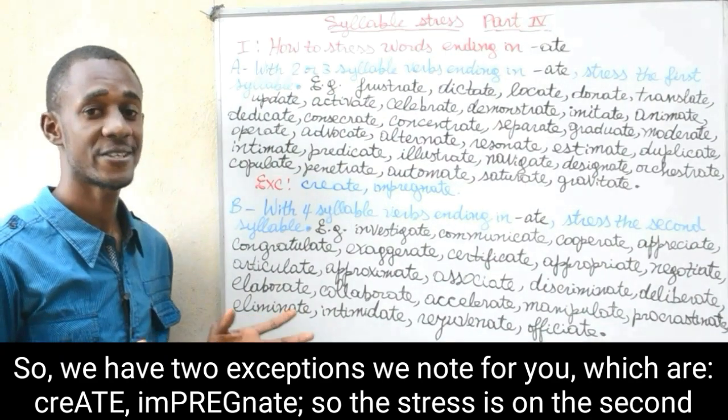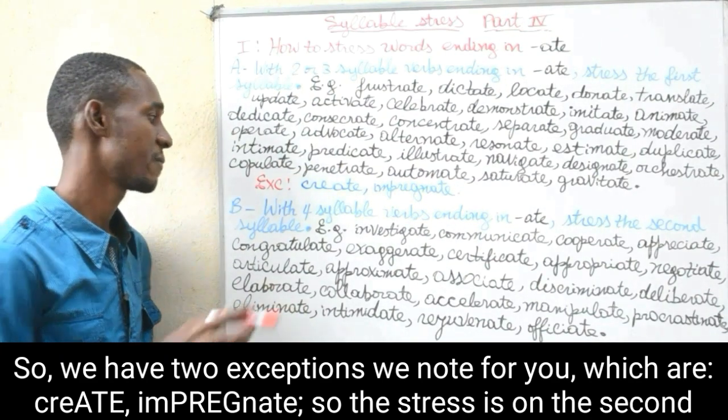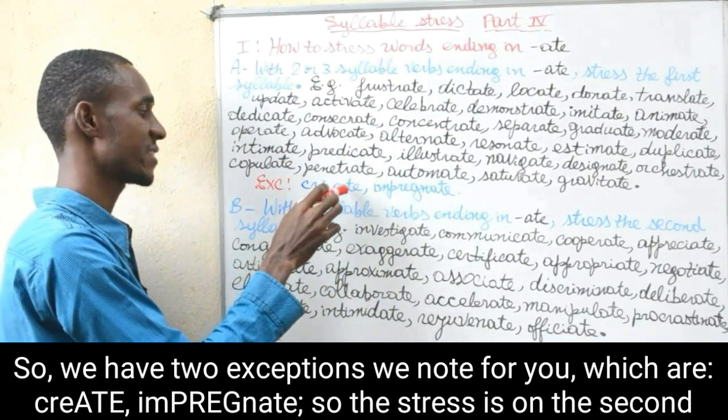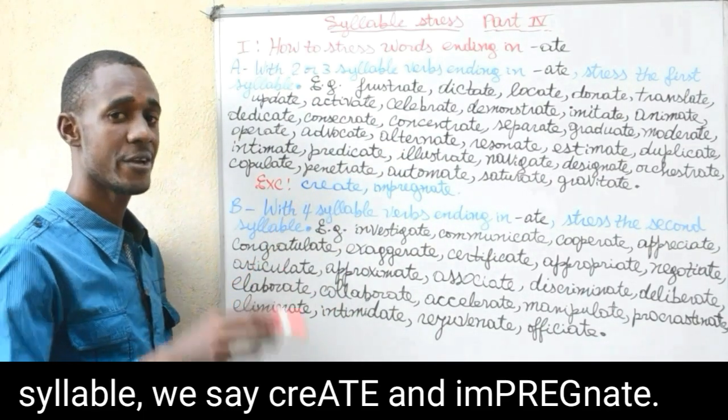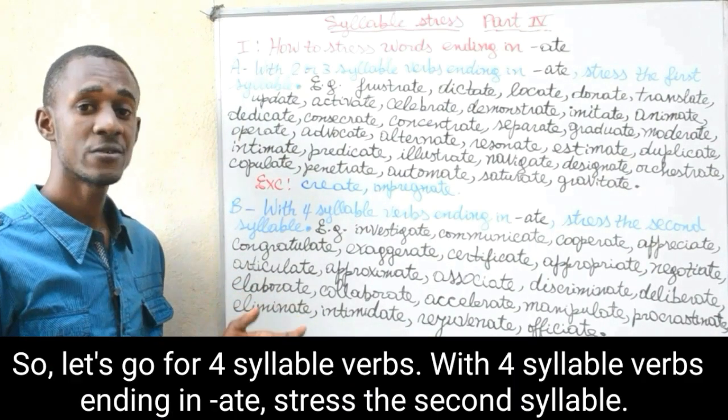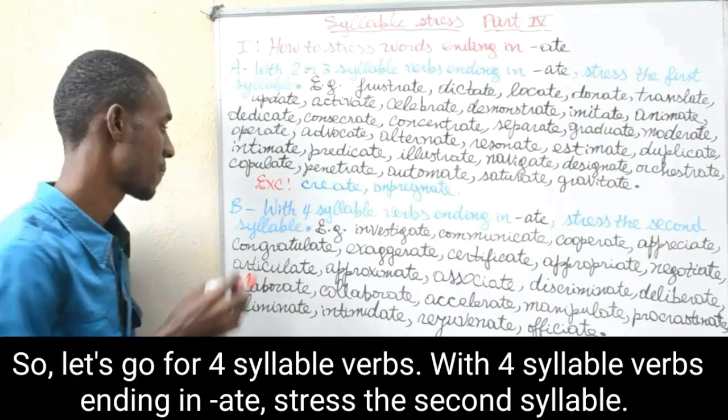We have 2 exceptions we note for you, which are create and impregnate. The stress is on the second syllable. We say create and impregnate. So let's go for 4 syllable verbs.